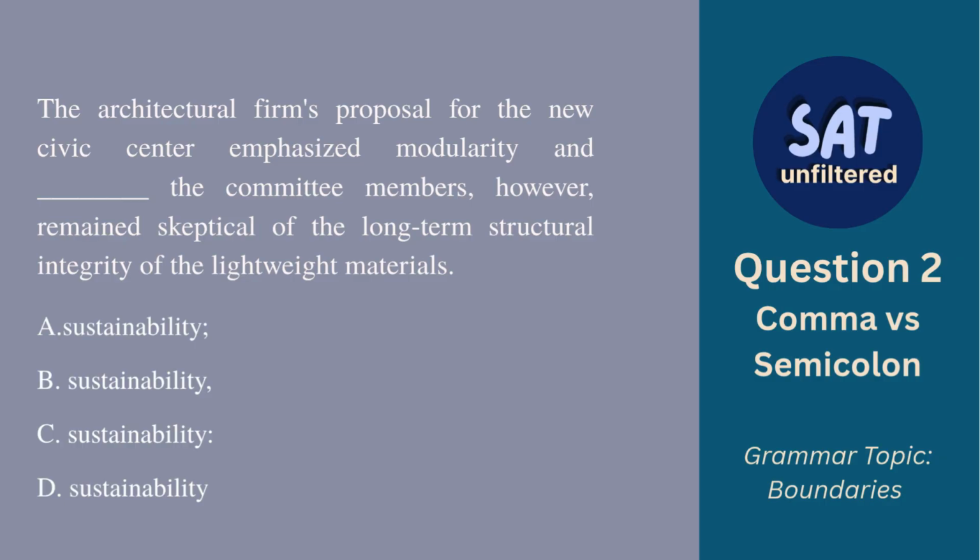Option B, sustainability, comma. We know from the previous example that this creates a comma splice. We have two complete sentences being joined by only a comma, which is a common SAT trap.